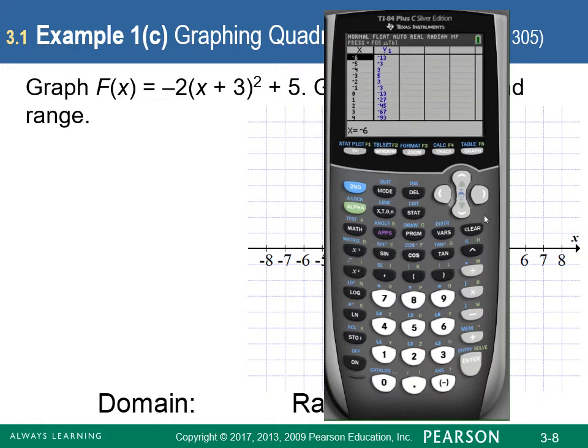And again, I see here negative 3, 5. Above the 5, there's a 3. Below the 5, there's a 3. That tells me negative 3, comma 5 is the vertex. And I need some of the other points.